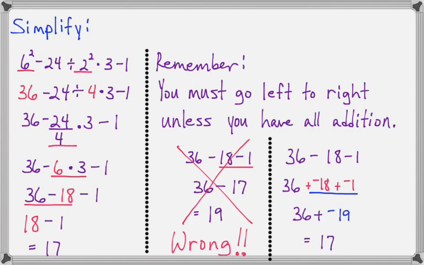gives me 17. So it's only when you treat these as addition that you can go in any order you want. If you're treating these like minus signs and you're going to say 18 minus 1, well, that's going to mess everything up. So just keep that in mind, that you're only going to change the order if you're treating these as negatives. So we got that one right.